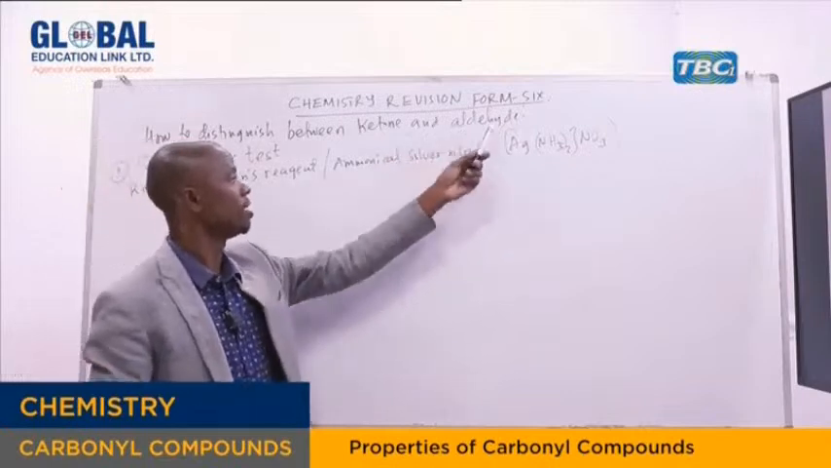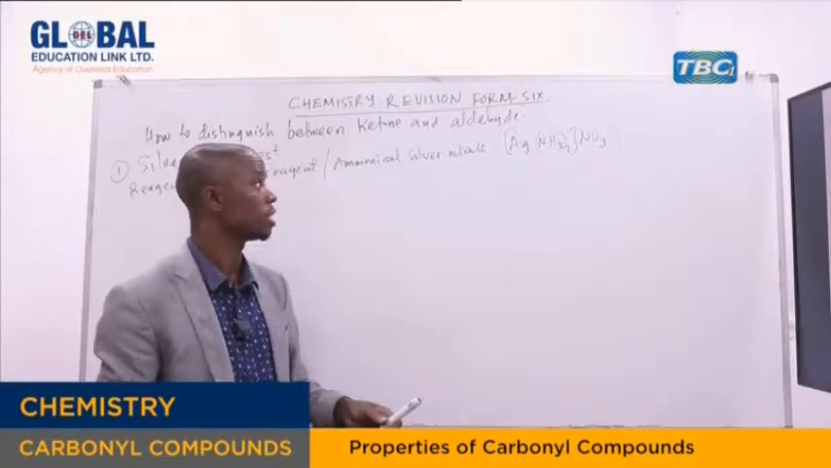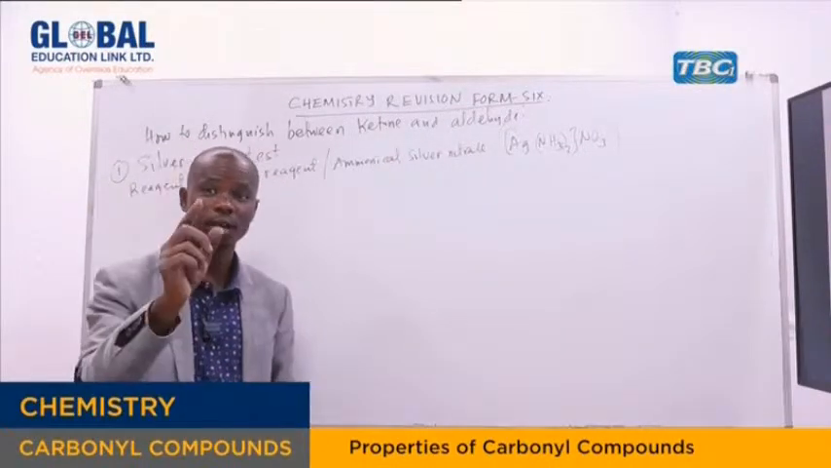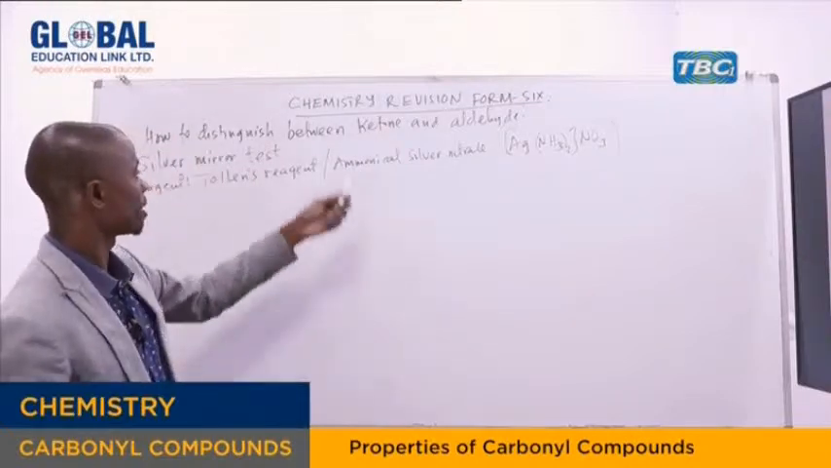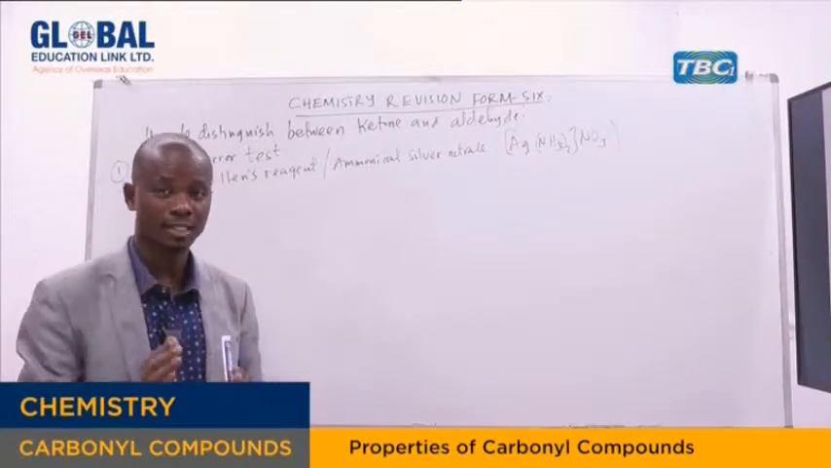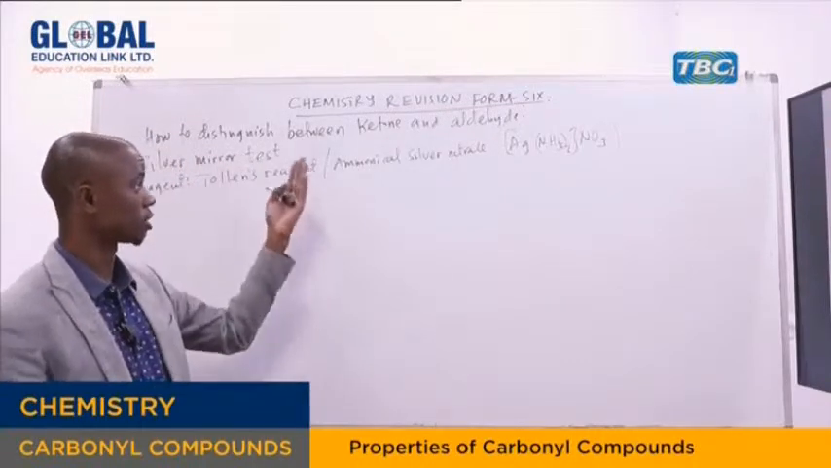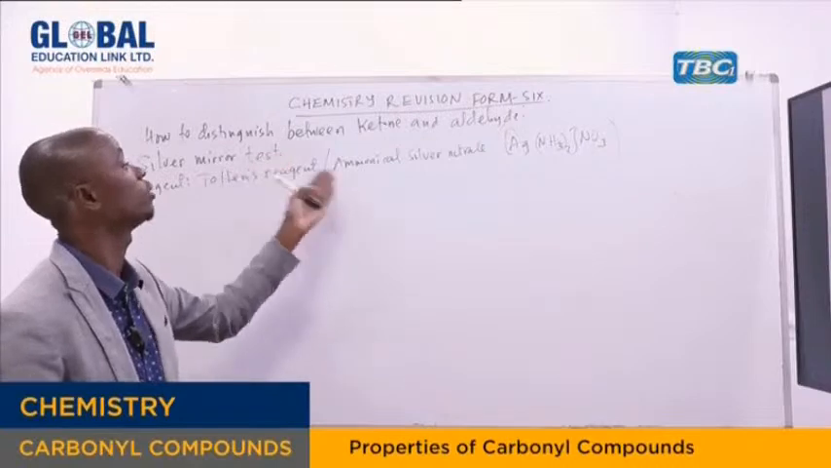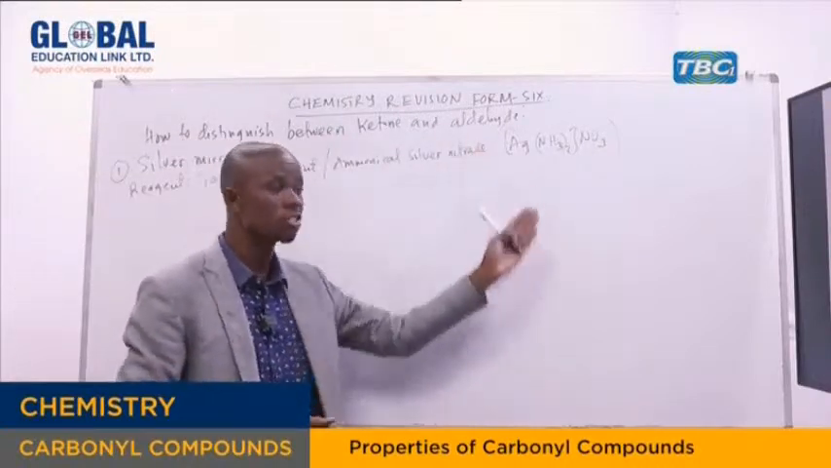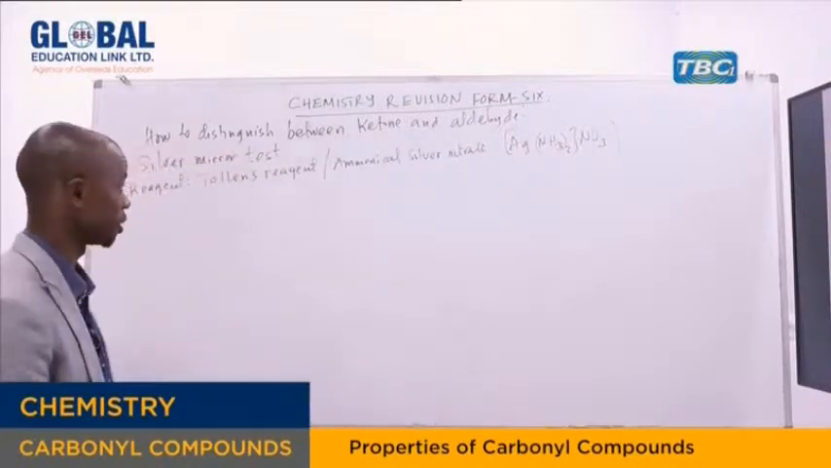And why is this aldehyde a strong reducing agent? It's because it contains a hydrogen atom on the carbon of the carbonyl group. But ketone, because it lacks a hydrogen atom on the carbon of the carbonyl group, is not a strong reducing agent. So it is not going to react with this reagent. So that is how we can differentiate.